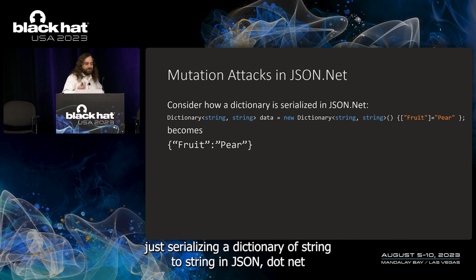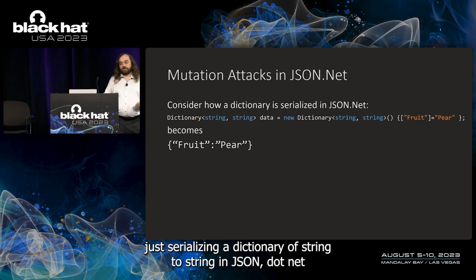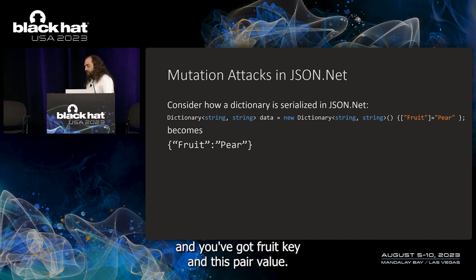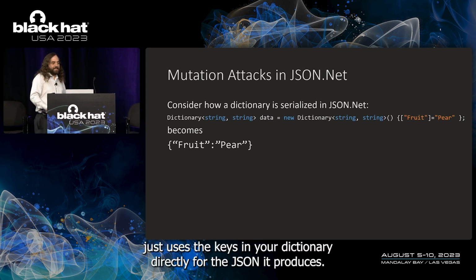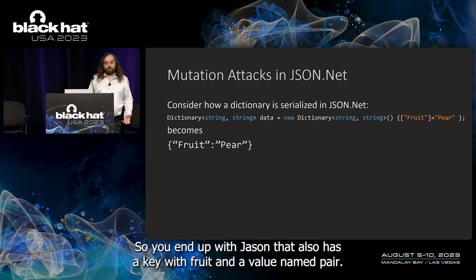Say you're just serializing a dictionary of string to string in JSON.NET, and you've got this fruit key and this pair value. Well, JSON.NET just uses the keys in your dictionary directly for the JSON it produces. So you end up with JSON that also has a key with fruit and a value named pair.